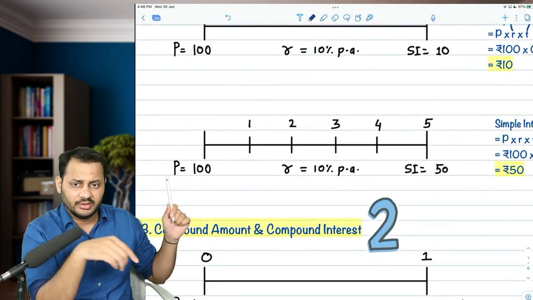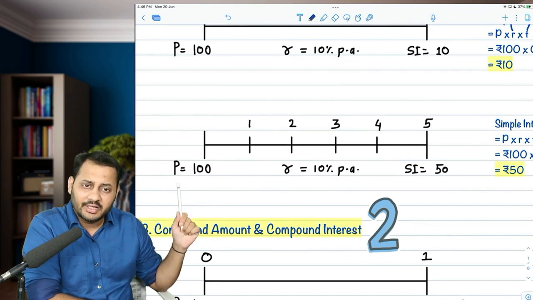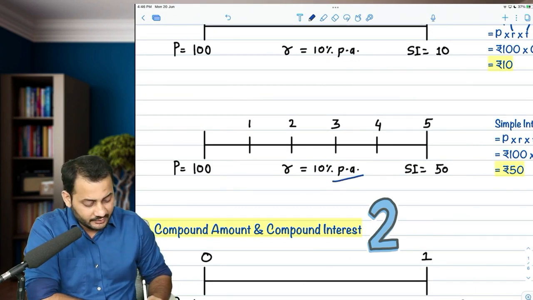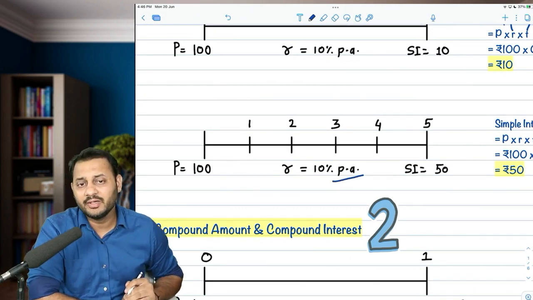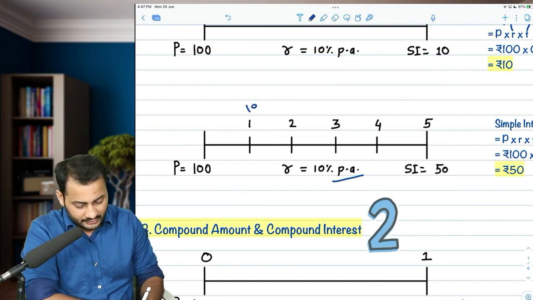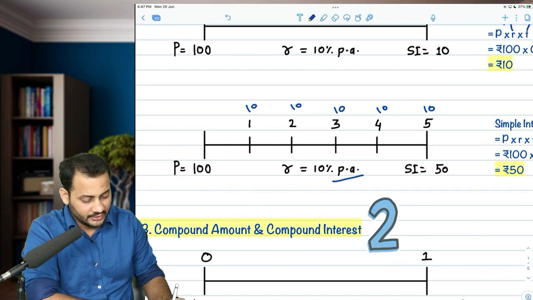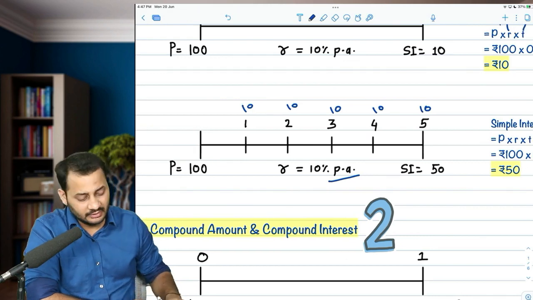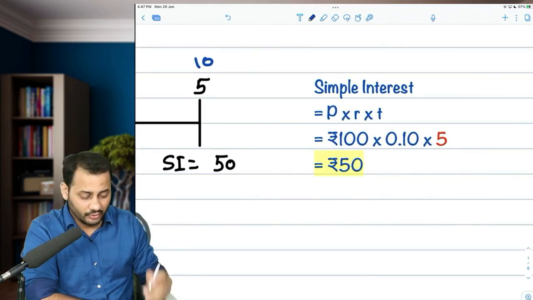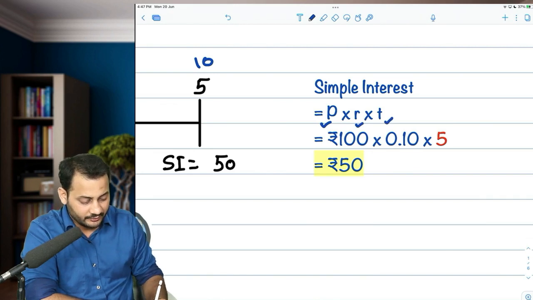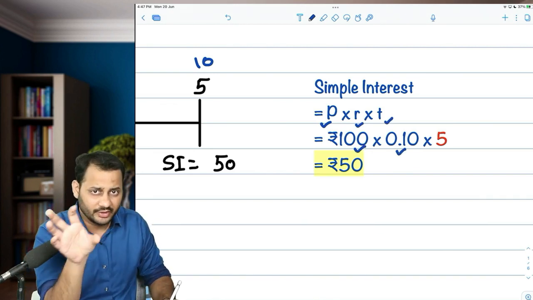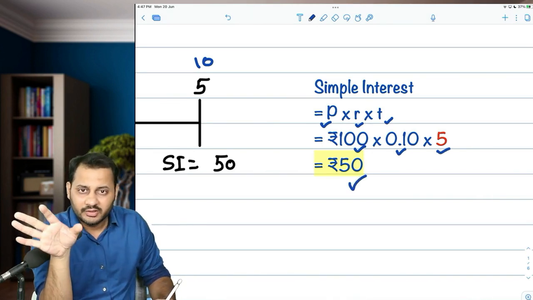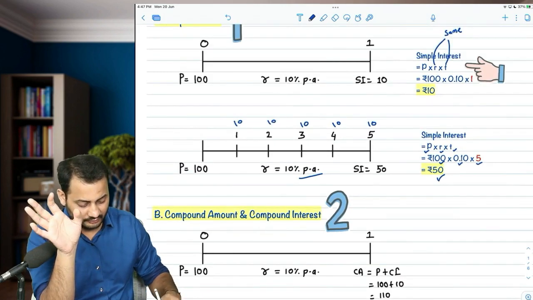Now, let's take another example in simple interest. If you invest 100 rupees today, and that too for 5 years, not just 1 year, what will happen? You are earning 10% per annum. So every year you will be getting 10 rupees. So 10 rupees, 10 rupees, 10 rupees, 10 rupees and 10 rupees. In total you have earned 50 rupees. How to calculate that 50 rupees with the help of the formula? It will be the same formula, that is principal into rate of interest into time. So 100 rupees into 10% will give you 10 rupees, into 5, that is 5 years, will give you 50. Are you clear with this basic concept? I think nobody will have an issue with this.